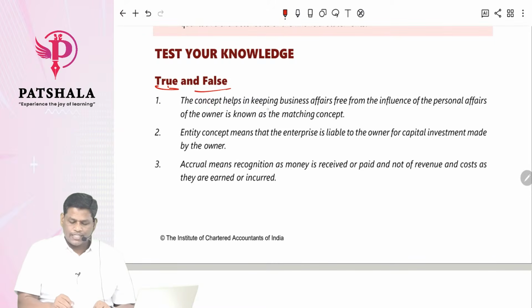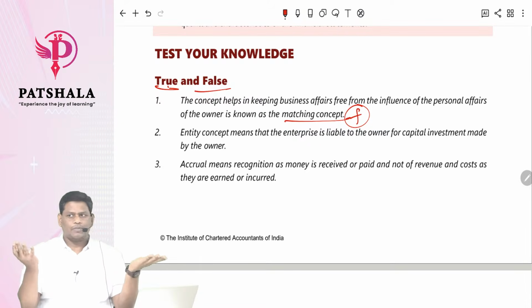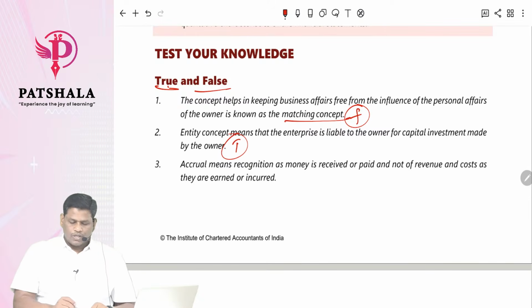The concept helps in keeping business affairs free from influence of personal affairs of the owner. It is known as matching concept. Which concept says business and personal? Business entity concept. So this is false. Entity concept means the enterprise is liable to the owner for capital investment made by the owner. Yes. Business is separate, businessman is separate. Business is liable to the owner. True.